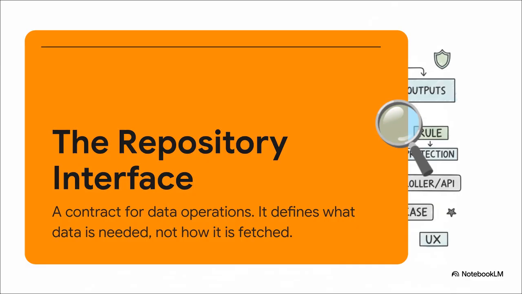Okay, next is the repository interface. Now, this is where the real magic of decoupling happens. I want you to think of this as a strict contract. It defines what you can do with data, like get me a user by their ID, but it says absolutely nothing about how you're going to do it. This is huge because it means our business logic can just ask for data based on the contract without ever needing to know where that data is actually coming from.